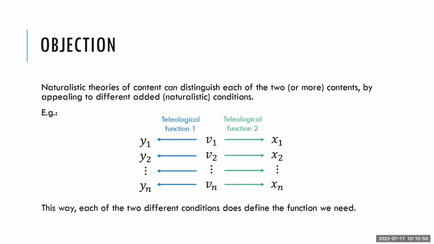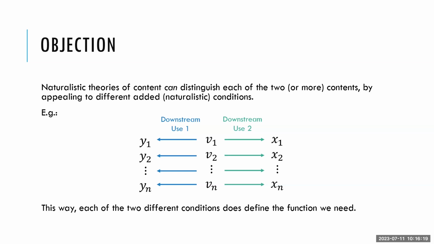And different naturalistic theories can appeal to different conditions. Maybe it's not a teleological function, maybe there are different causal mechanisms that are part of what defines the content. And you have two different causal mechanisms, and each one defines a different content, or a different downstream use, or consumer, right? Each one of those defines a different content, and that solves the problem for the naturalistic theories.